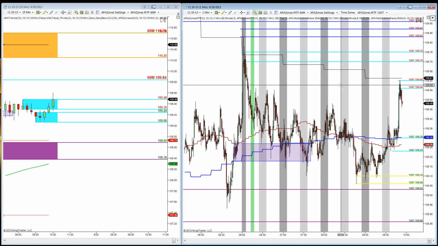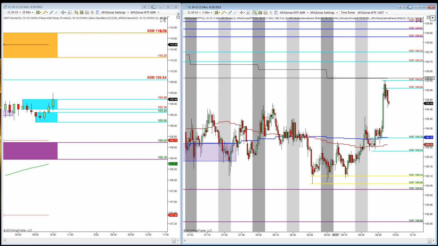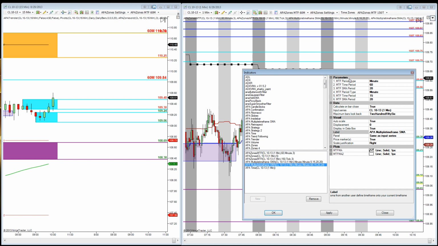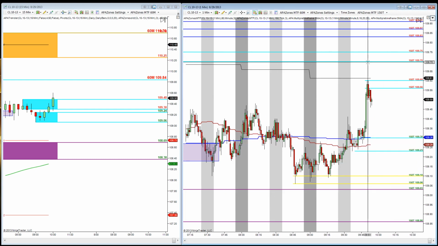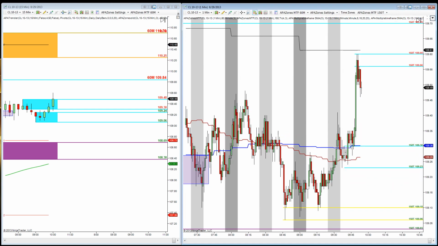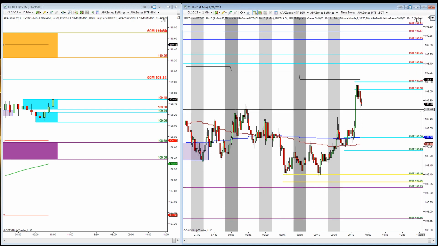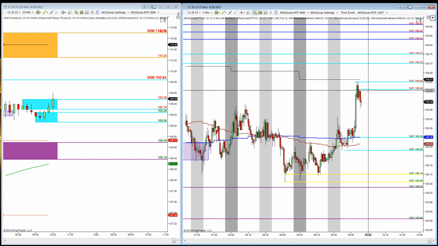Something to note is that this is a 15-minute moving average, I believe. No, this is not a 15-minute moving average. Excuse me. That is a 60-minute 20 moving average. So, my bad on that one. Not sure how that one got on my chart, but it is there. And that moving average is really close to where we just jumped up to.